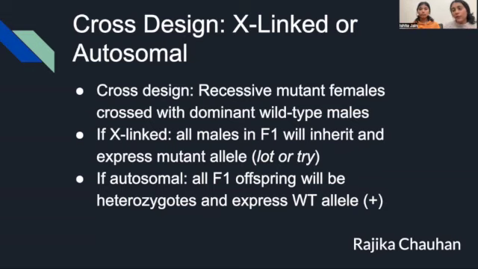And then if the allele was autosomal, we expected that all of the F1 offspring would inherit two copies of the gene and would inherit one wild type from the father and one mutant allele from the mother, resulting in all of the F1 generation flies being wild type.